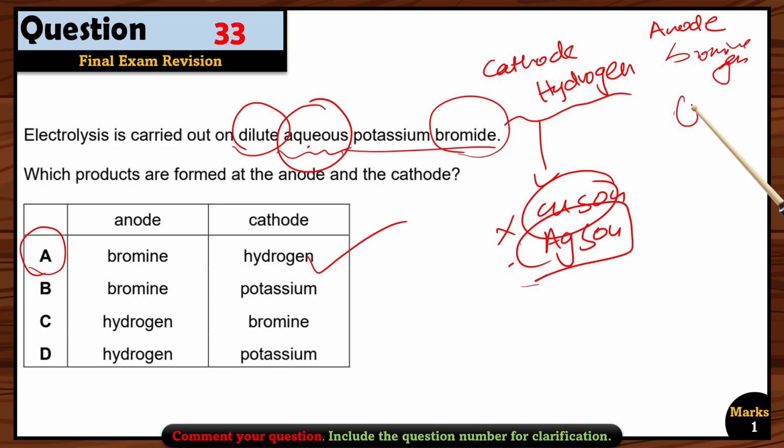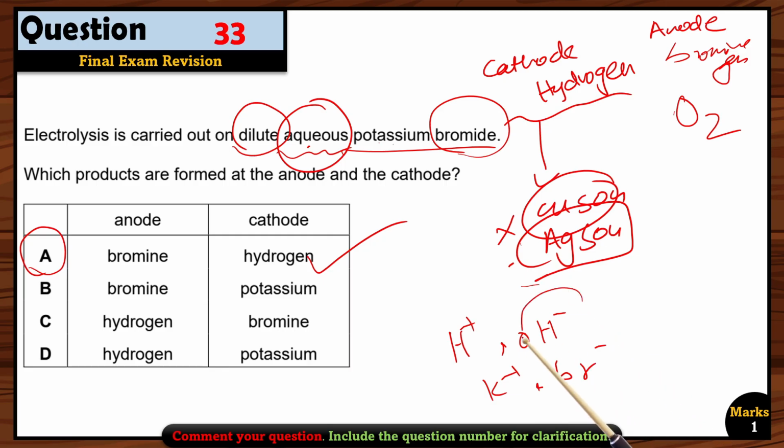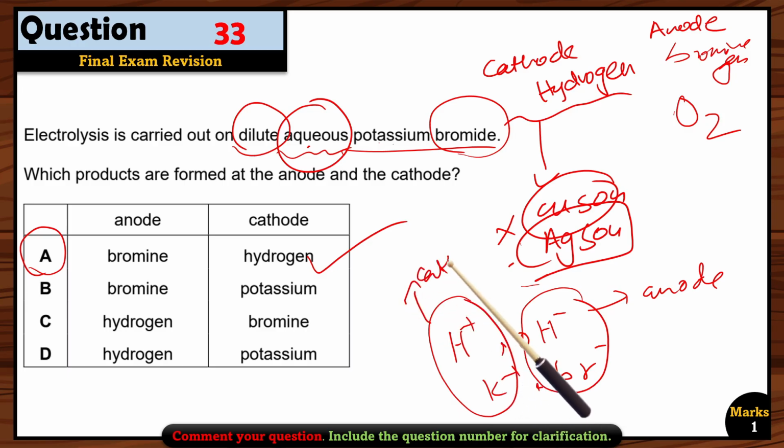You are going to get oxygen here. Why oxygen? Because in the aqueous solution, if you remember, we have water. So we have hydrogen ions, hydroxide ions, potassium ions, and bromide ions. Who will move towards the anode? These two, and these can move towards the cathode. But in the presence of hydrogen ions, the metal cannot move towards the cathode. That's why you will get hydrogen gas at the cathode.